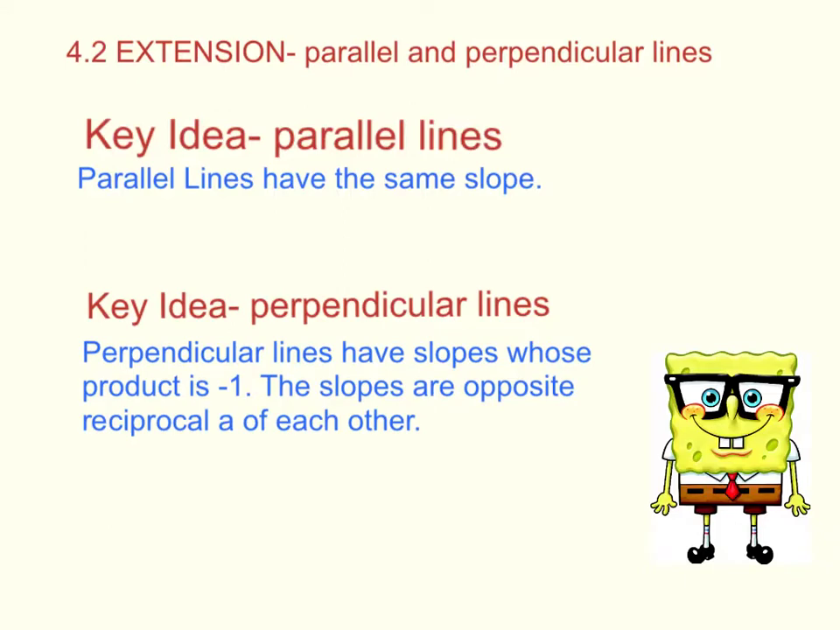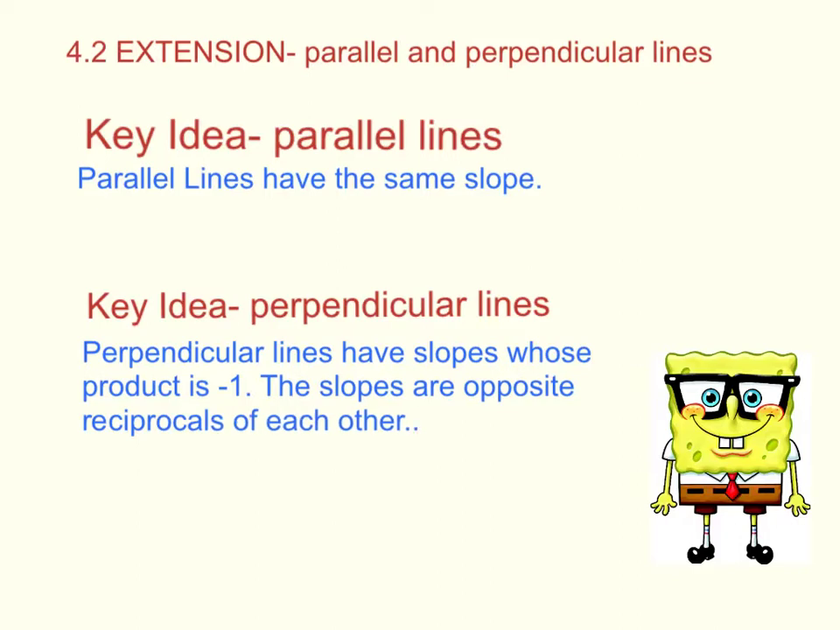The second key idea is perpendicular lines. Perpendicular lines have slopes whose product is -1. That means if you multiply both slopes together, you will get -1. The slopes are opposite reciprocals of each other.